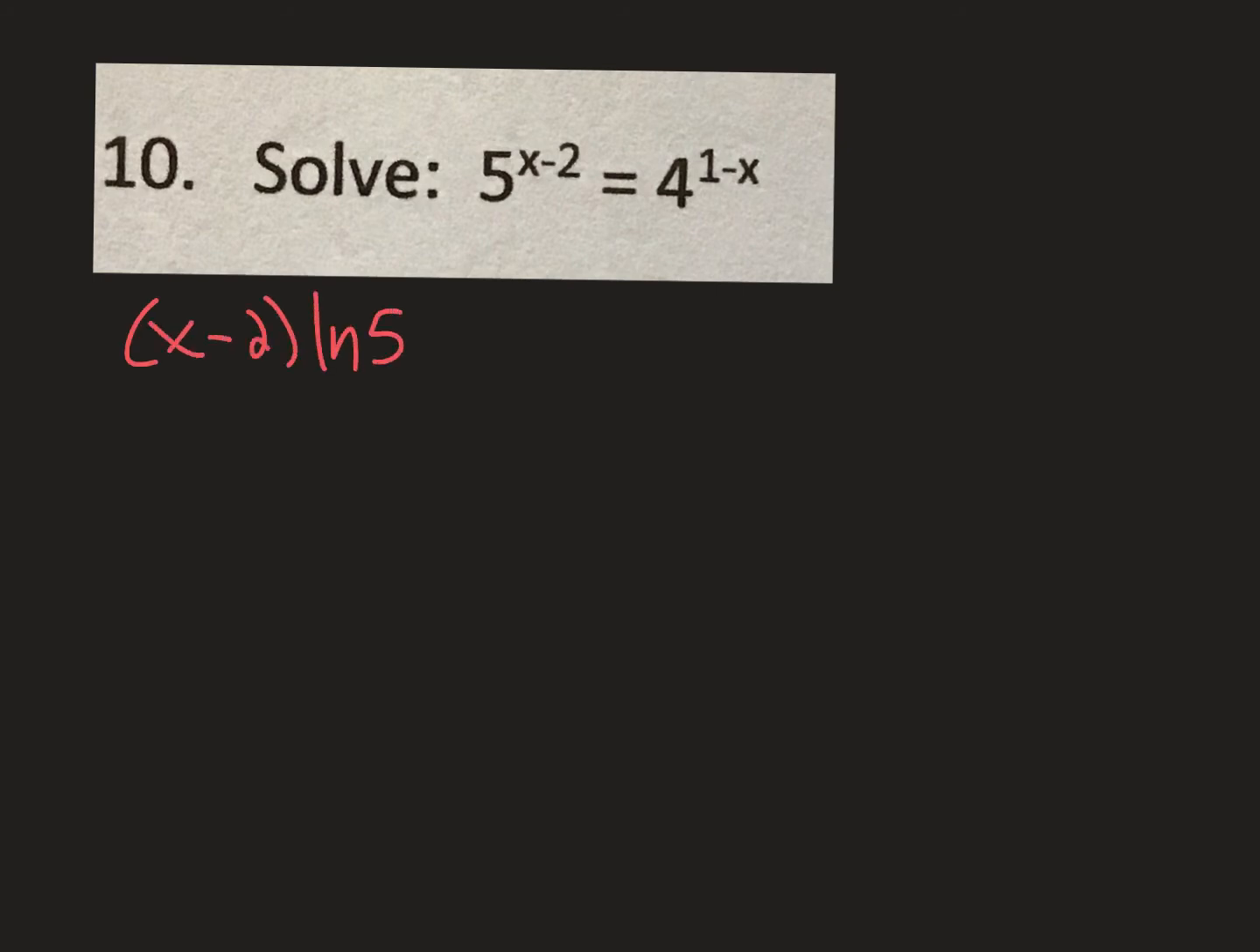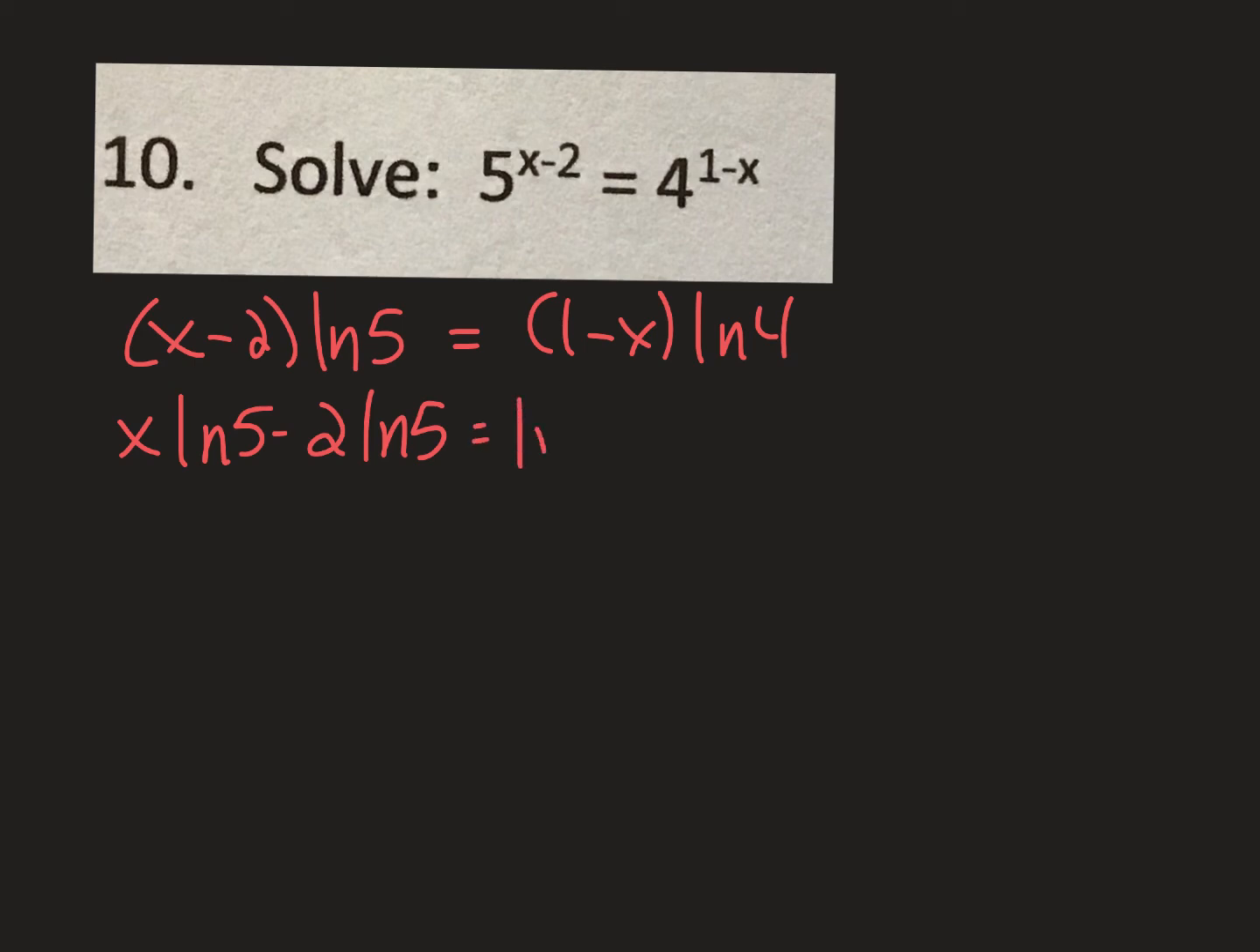I'm going to do natural log to keep it short. You can use LOG, it does not matter. Exponent in front, natural log 4. When you have two numbers in your exponents, you got to distribute. So I'm distributing x natural log 5 minus 2 natural log 5. Over here, 1 natural log 4 minus x natural log 4.